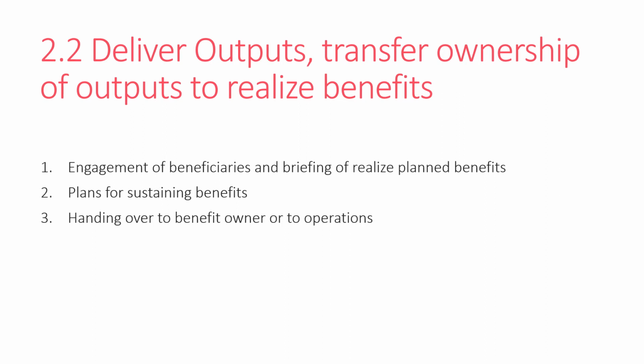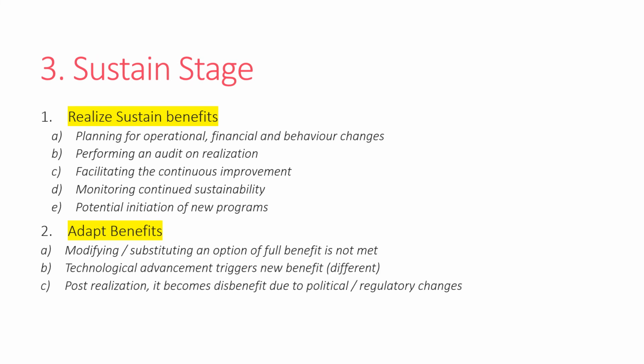So it's about engaging the beneficiaries and briefing them on what the realized benefits of this project are and how we plan for sustaining these benefits and handing over to the operations and to the benefit owners, right? The third and final stage in the BRM framework is the sustain stage. In the sustain stage, there are two specific activities. One is realizing the sustained benefits, and the second one is adopt benefits.